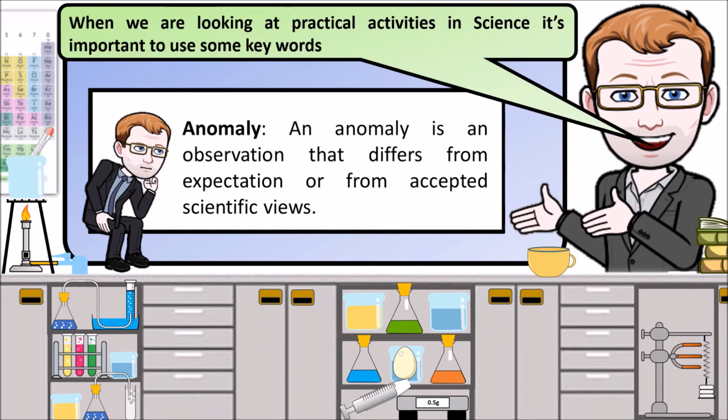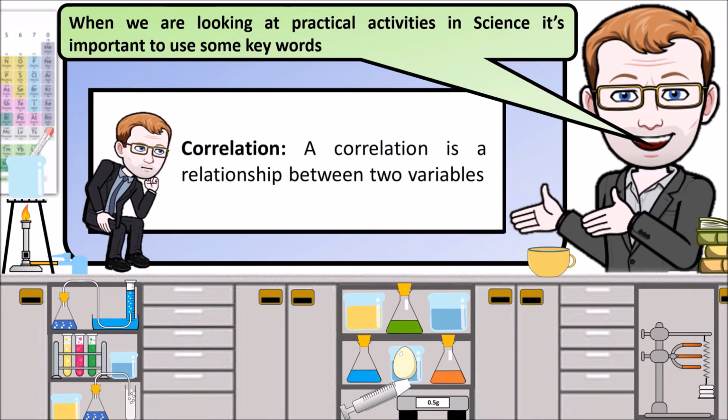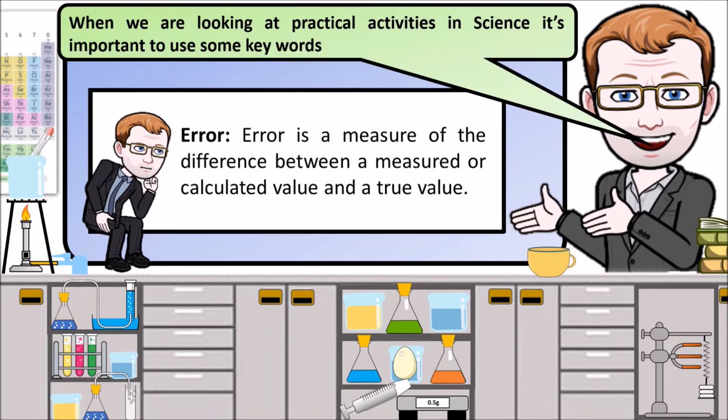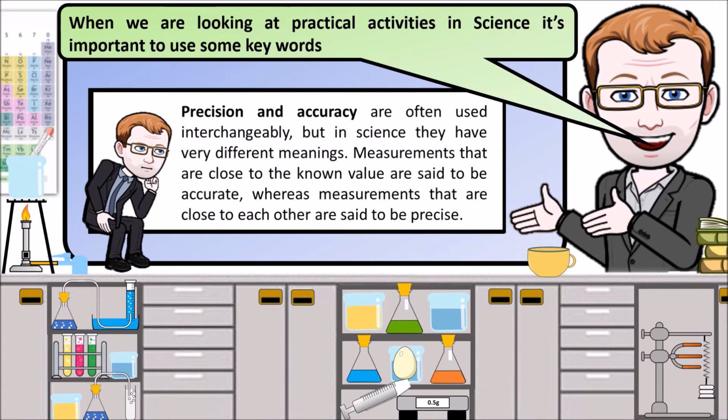An anomaly is a result that does not fit the pattern. A correlation is the relationship between two variables. An error is a measure of the difference between the measured or calculated value and the true value. And precision and accuracy are often used interchangeably, but in science they have different meanings. So measurements that are close to the known value are said to be accurate, whereas measurements that are close to each other are said to be precise.